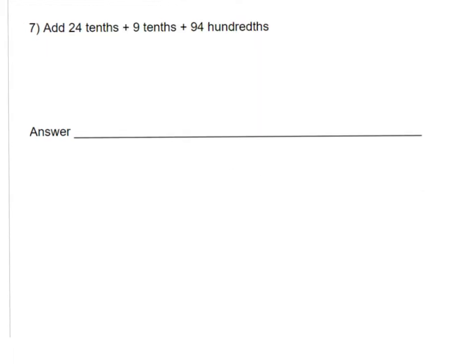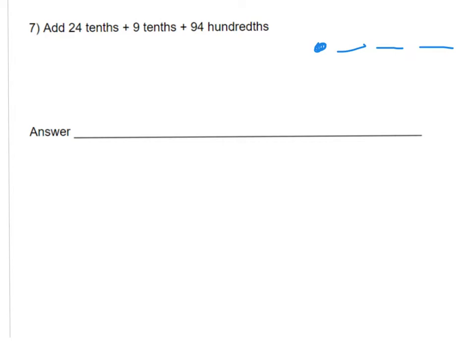All right, boys and girls, it says to add 24 tenths plus 9 tenths plus 94 hundredths. So with that being said, I'm thinking about my place value chart. I know the tenths place is always the first digit after the decimal. We have the tenths, then the hundredths, and then the thousandths.